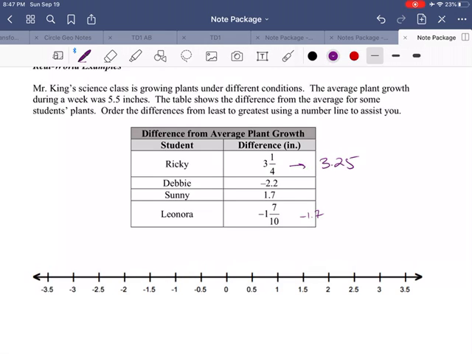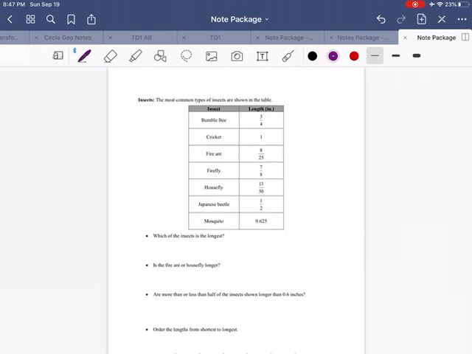So negative 2.2 looks to be the least. And then negative 1.7 is going to be somewhere there. Okay. And then we've got positive 1.7 is going to be somewhere up here. And then 3.25 is right in between 3 and 3.5. All right.